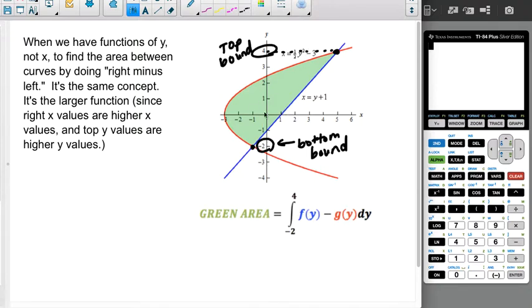So here, if we were looking at this green area, we have this red parabola, which we're calling g of y, and this blue line, which is going to be f of y. If we wanted to find the area, we would do the right curve, which in this case is the blue line. It's physically to the right of the red curve. So the right thing, which is the higher x value, minus the left thing. So here, we're going to integrate f of y minus g of y with respect to y, but the bounds also have to be y's. If you notice, the points of intersection happen when y is -2 and when y is 4. We're going to do the lower bound, which is the physically lower y value, -2, up to the higher bound, which would be the 4.